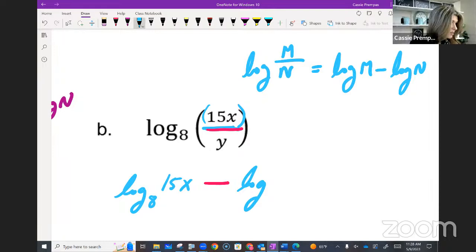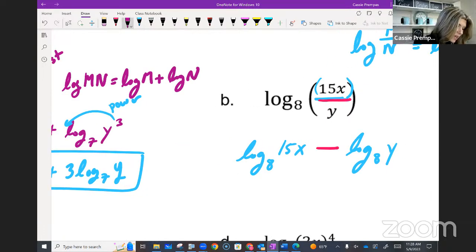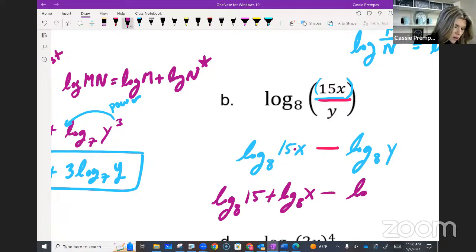Oh, I'm sorry. Okay, so we have minus log base 8 of y. Now I'm almost done, but I see this 15 times x. Look back at this one. How am I going to separate the 15 and the x? Yeah, add. So it'd be log base 8 of 15 plus log base 8 of x. And then I have minus log base 8 of y.